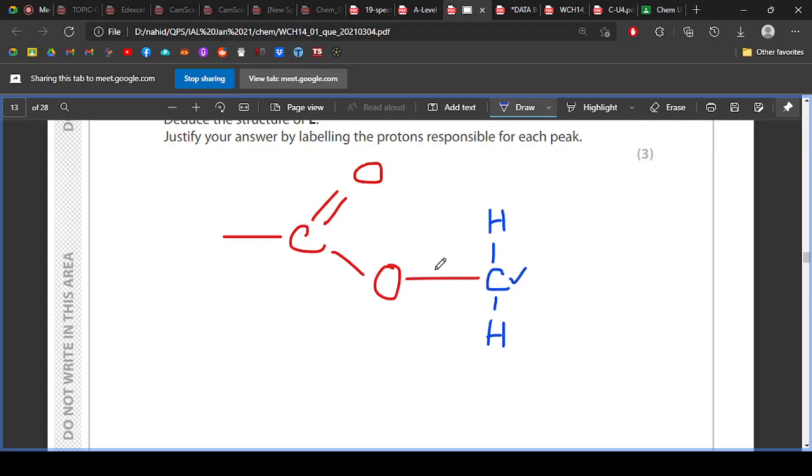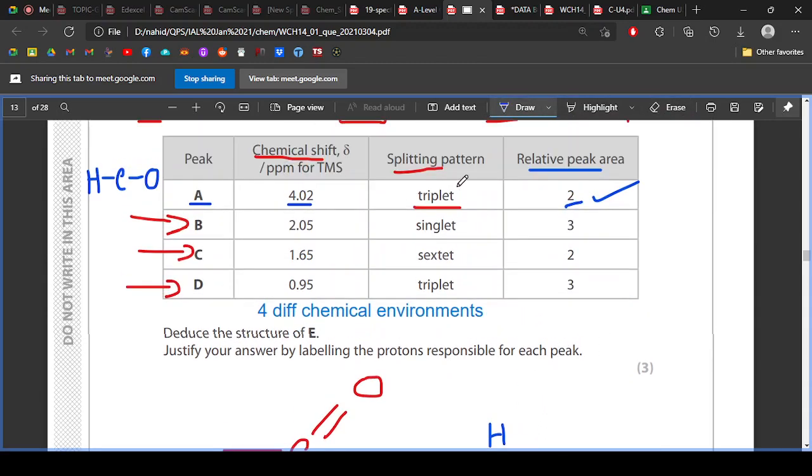That means this is a carbon which is joined with an oxygen, and the carbon itself has 2 hydrogens. These hydrogens are responsible for the triplet peak. Why triplet? Can you tell me? Because the value of n plus 1 must have been equal to 3. Because what is 2?